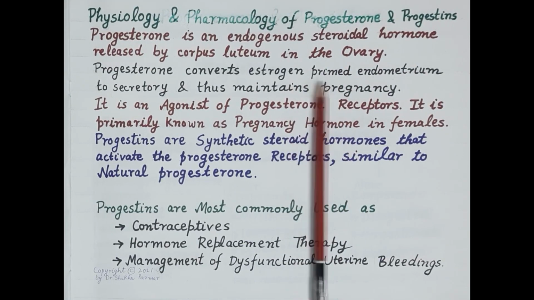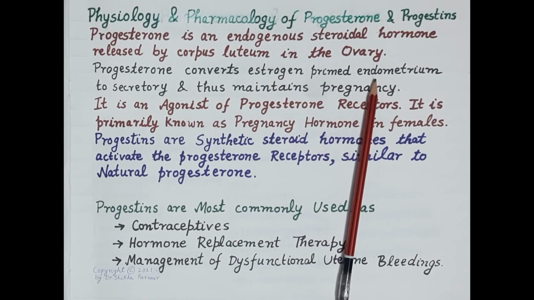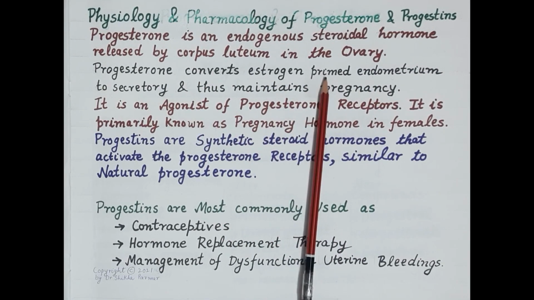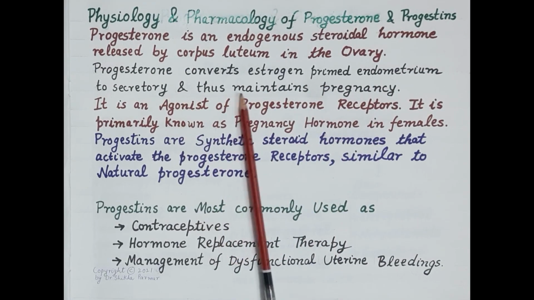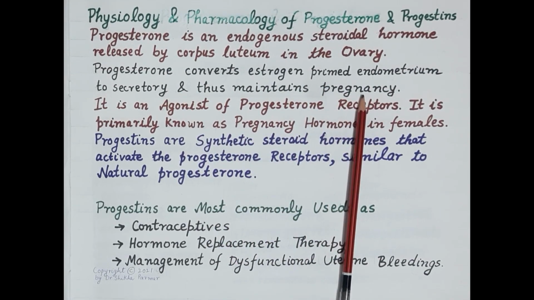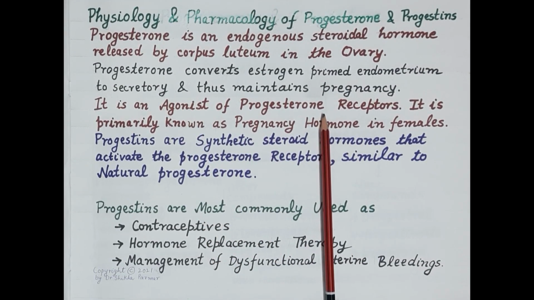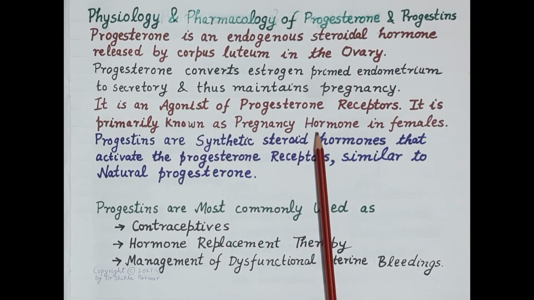Now, as we all know, endometrium is the innermost lining of the uterus. Estrogen proliferates endometrium and progesterone converts estrogen primed endometrium to secretory, and thus it maintains pregnancy. Progesterone is an agonist of progesterone receptors, and it's primarily known as a pregnancy hormone in the females.